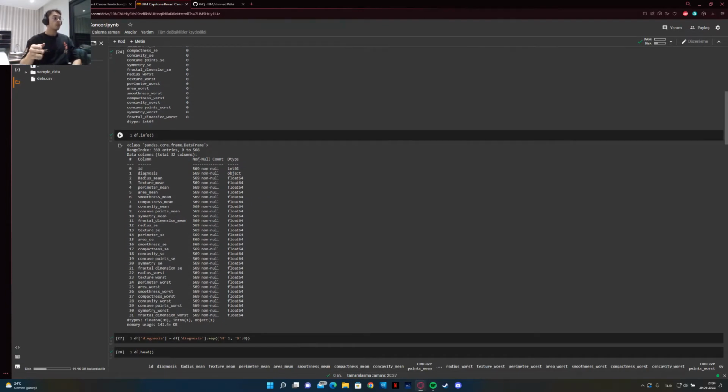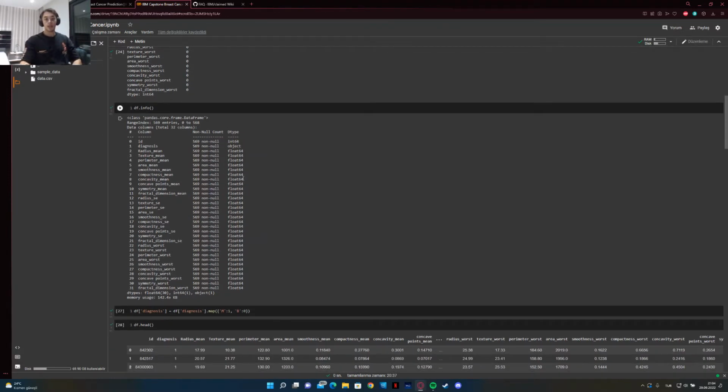So I checked the data frame info to see what kind of data types we are working with. You can see almost all of them are float, which is nice. The data had to be in numerical values in order to work on it. If you have any strings or objects, we can't do successful predictions on it. So ID was an integer type, and diagnosis, which is our label, is an object type.